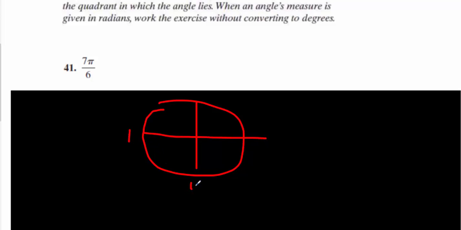Bigger than 1, here's what we know: this is 1.5 pi, or 3 halves, and I know this is 2, and I know this is a half. So this we know is bigger than 1 but less than 1.5, so I know it has to be here in quadrant 3.